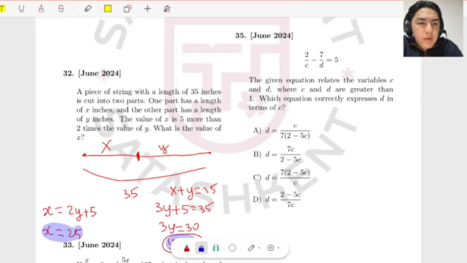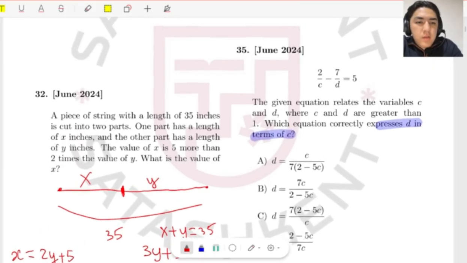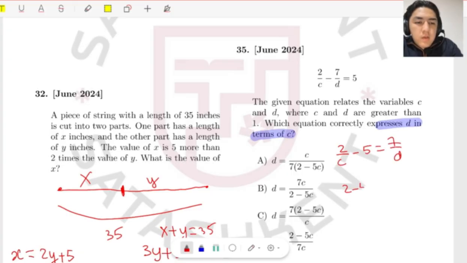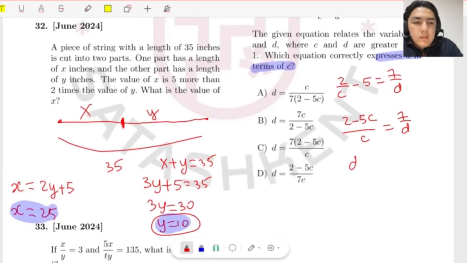Here you have to find D, expressed in terms of C. Okay, let's find D. So 2 over C minus 5 is 7 over D. 2 minus 5C over C is 7 over D. Then D over 7 is C over 2 minus 5C, and D will be 7C over 2 minus 5C.